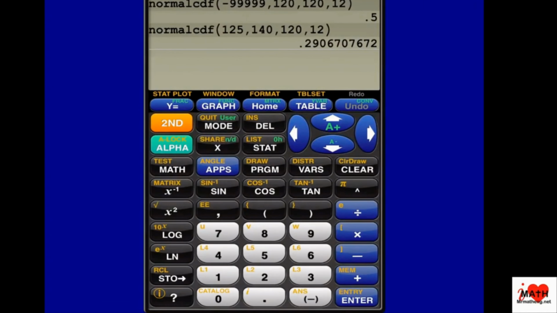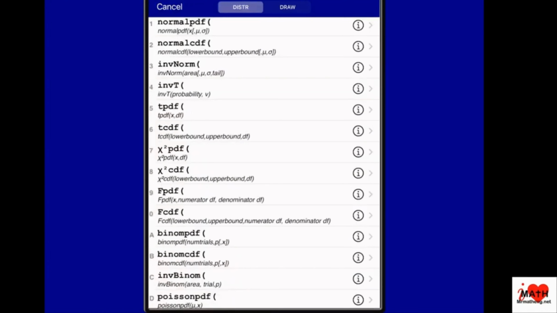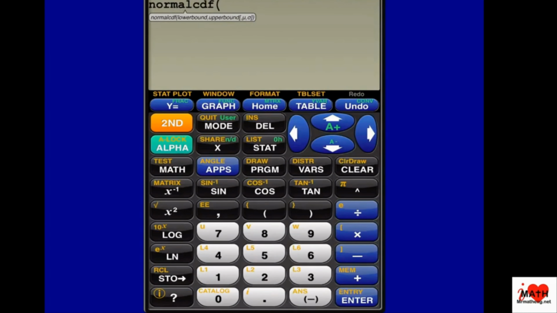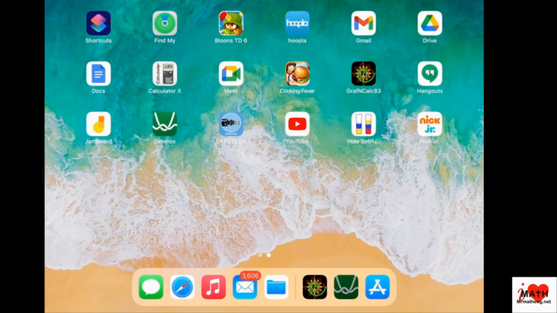Again, you can just press second enter, or we can just do it again. Second vars, number 2, CDF. And we wanted in this problem negative 99,999 to 93, comma, mean 120, comma, standard deviation 12, close parentheses, boom. And if you want to, 1.22%. See if we can get the same thing over here.